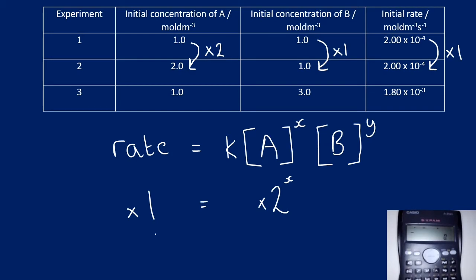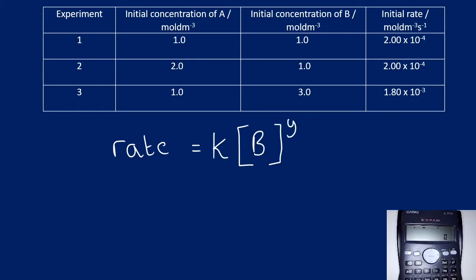So what we have here is 1 is equal to 2 to the X. Therefore, X has to be 0. Remember, X has to be 0, 1 or 2. 2 to the 0 is 1. 2 to the 1 is 2. 2 to the 2 is 4. So here we have determined that it's 0 order with respect to A. We can actually see that though, because the concentration of A is changing and the rate is not. So changing the concentration of A has no effect on the rate. That means it's 0 order with respect to A.